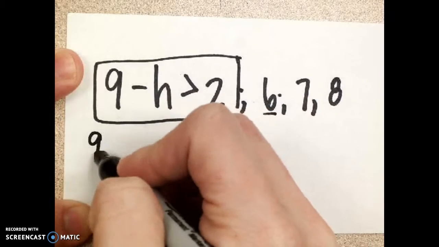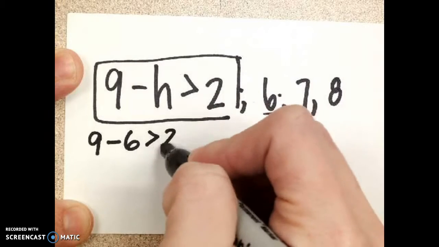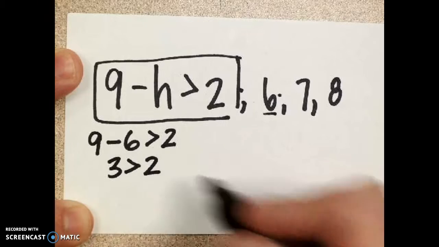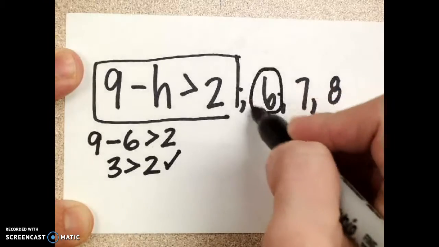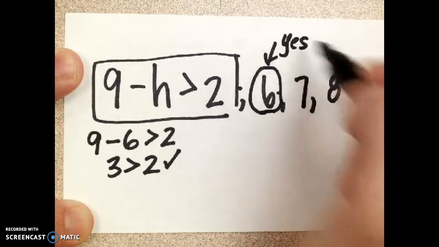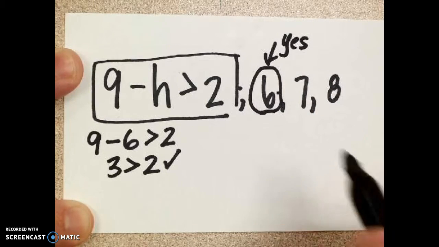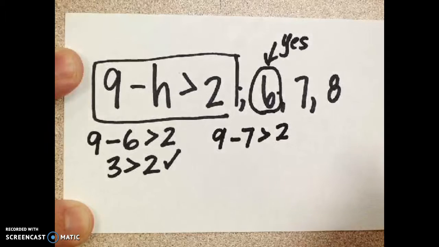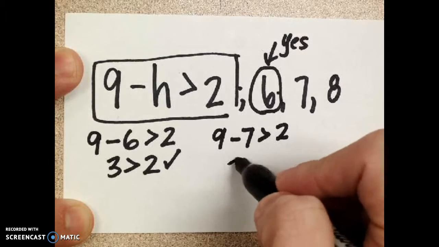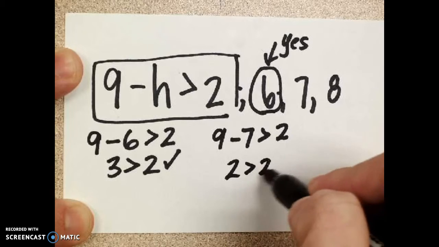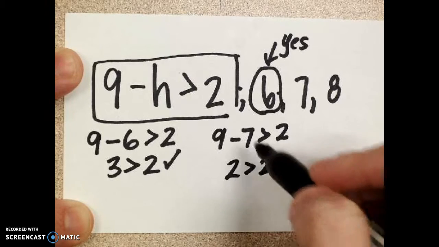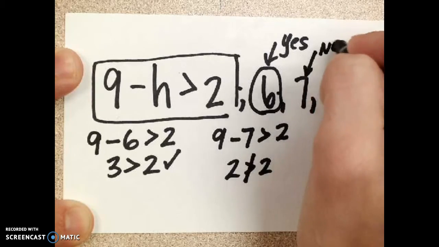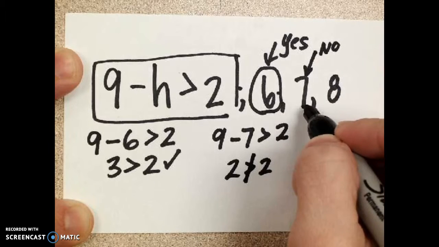So 9 minus 6, is that greater than 2? Well, what's 9 minus 6? Well, that's 3, right? Is 3 greater than 2? You betcha. So 6 would be a solution, yes. Okay, let's do 7 next. So 9 minus 7, is that greater than 2? Well, what is 9 minus 7? Well, that's 2. Is 2 greater than 2? No. So we're going to go ahead and cross off that inequality sign because it does not work, and we're going to say no.